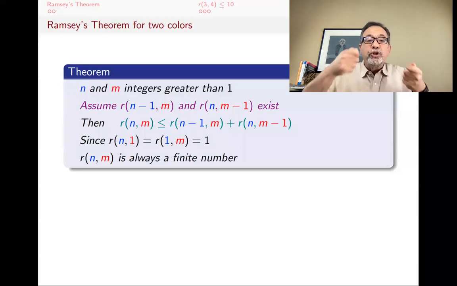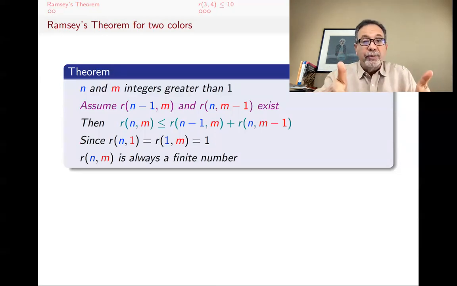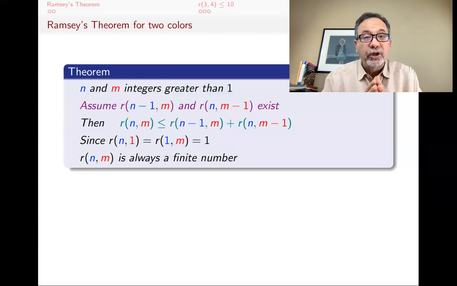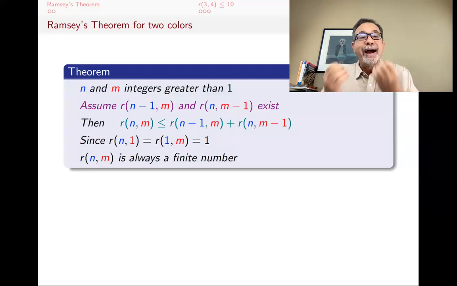We assume that we know some smaller ones, and we do know some smaller ones, and then from them we get that the bigger ones are bounded. We're not finding what Rnm is, we're just finding a bound for them. We're showing that it's finite.